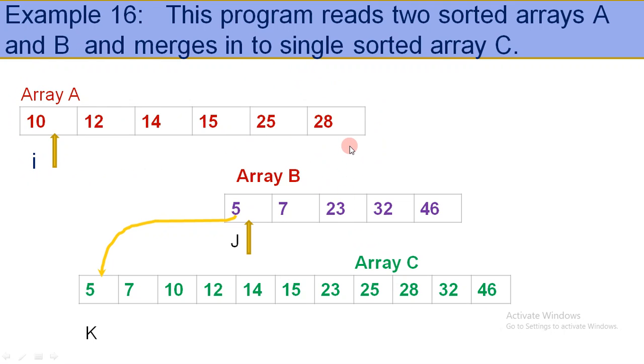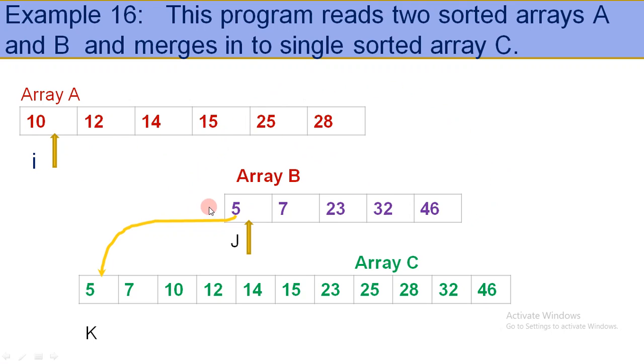I will come to this particular position. If the number of elements in array A is m, then I will come and sit at the m minus 1th position. After sending 28 to this particular array, the merged array, there is no place for I to move further. Therefore, whatever remains in B will be poured into C. Okay, 32 and 46 will come and sit over here.